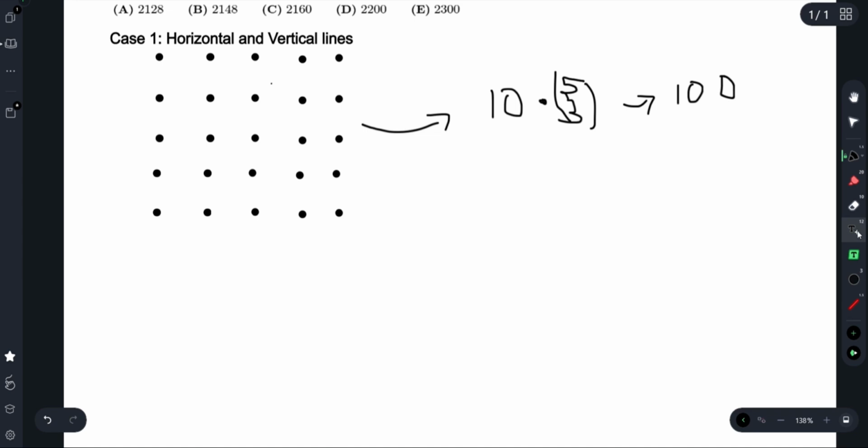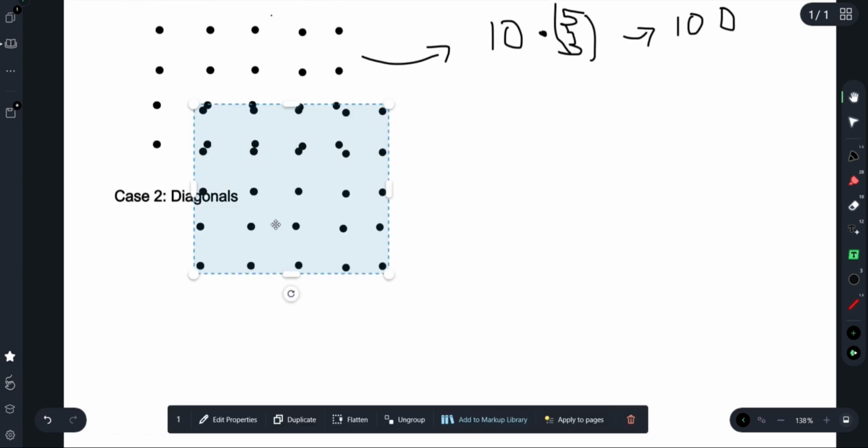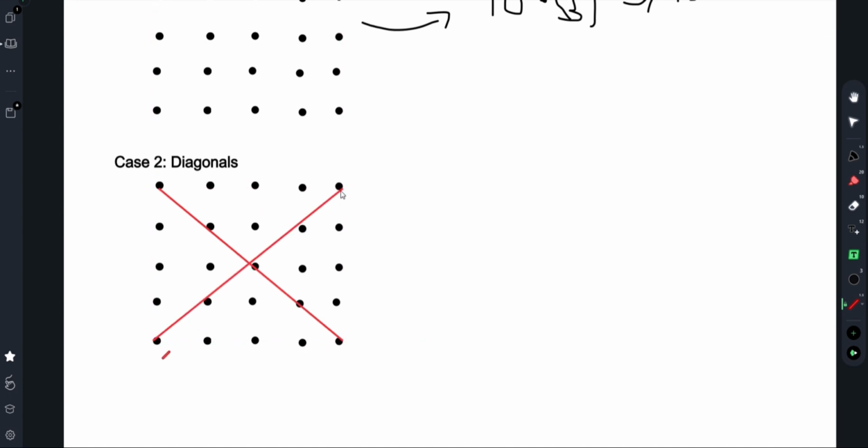So now case 2, diagonals. So diagonals, we can have 1 and 2. So there's only 2 diagonals. So there's 2 times, there's 5 points on each diagonal. If I choose 3, and that is 20.